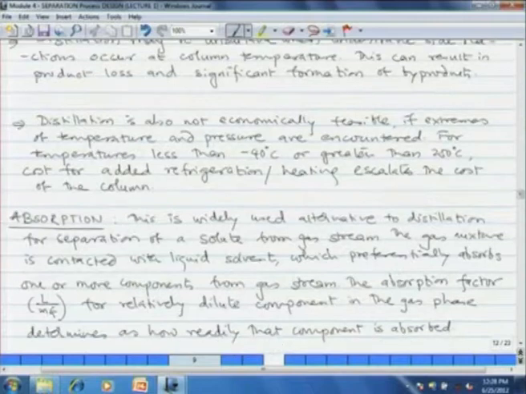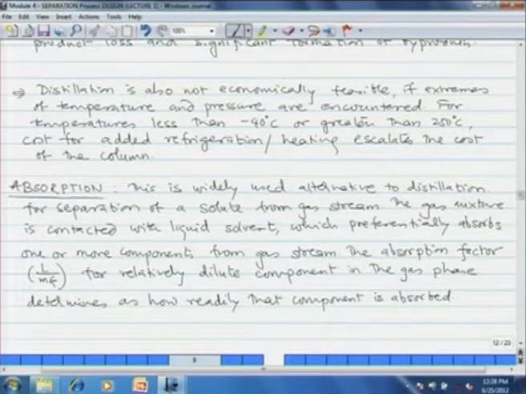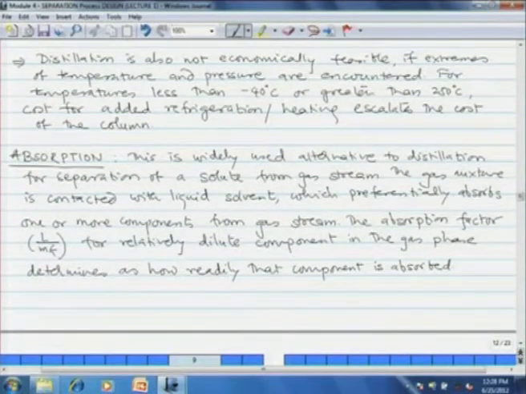Then there is the operation of absorption. This is another widely used operation in chemical industry, and it is also used as an alternative to distillation for separation of solute from gas stream. The gas mixture is contacted with liquid solvent which preferentially absorbs one or more components from gas stream. The absorption factor, which is L by mG: L is the molar flow rate of liquid, m is the slope of the equilibrium line, equilibrium curve, and G is the molar flow rate of gas.